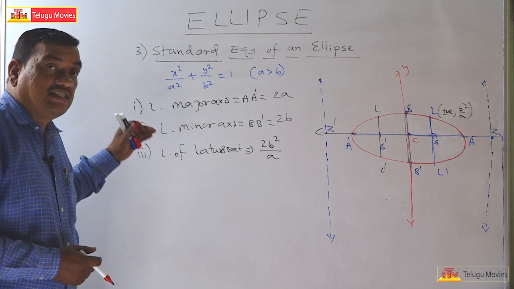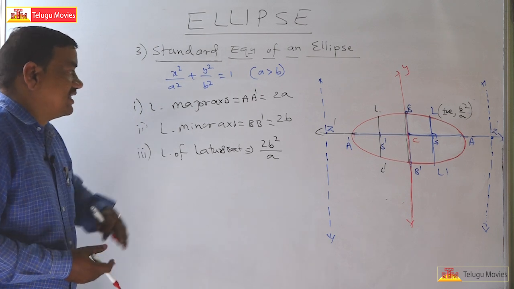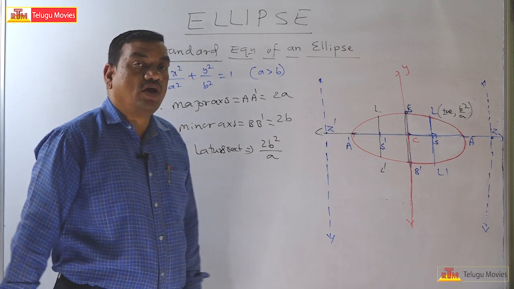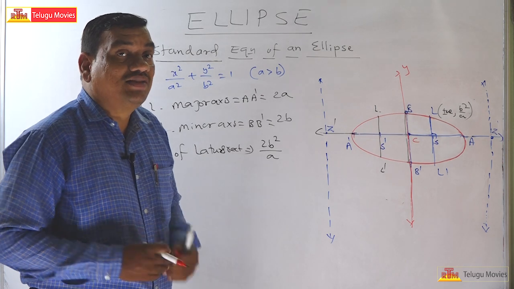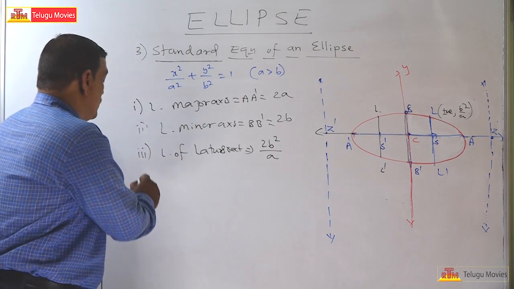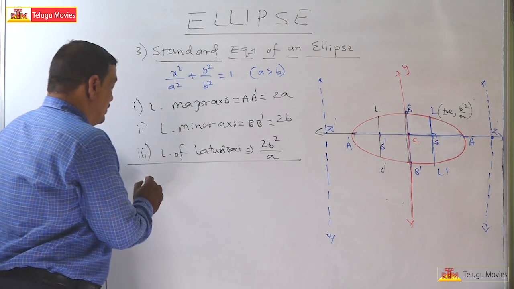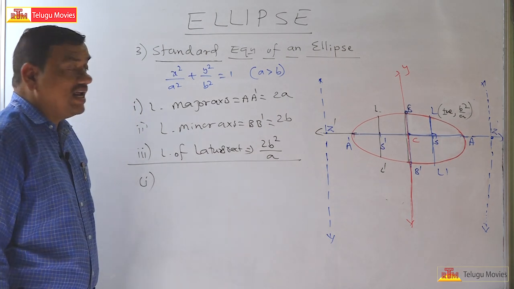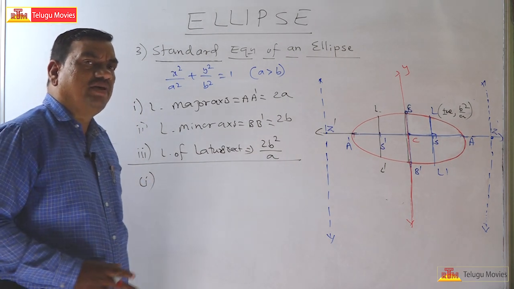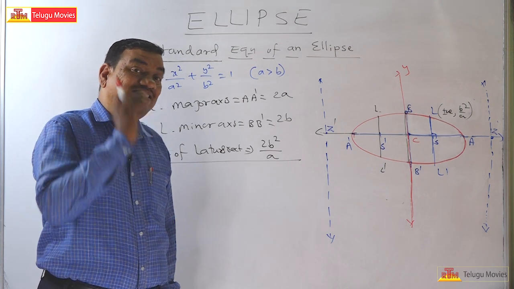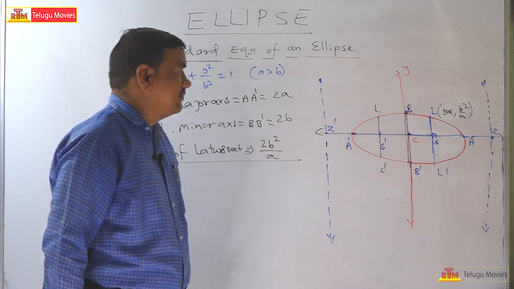So the length of the major axis, the length of the minor axis, the length of the latus rectum, these lengths are over. Now we are going to see the distances. So up to here lengths are over. Now distances. What does distance mean? Whatever the distance, we will start from the center. We will calculate from the center.